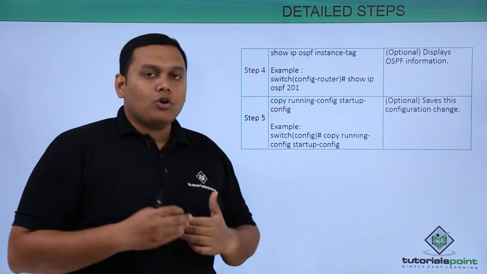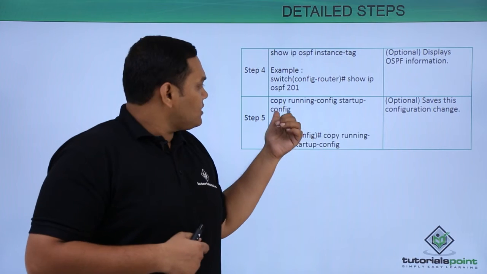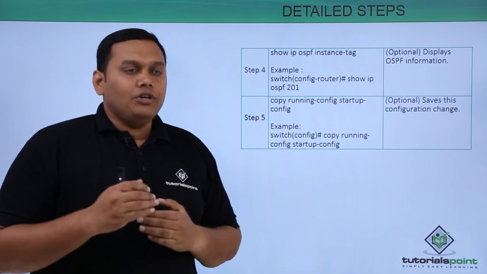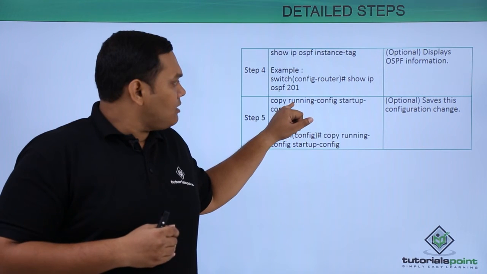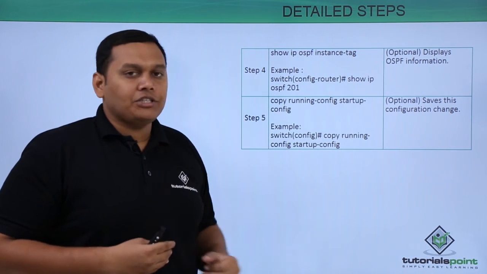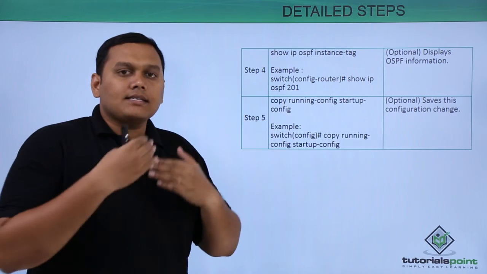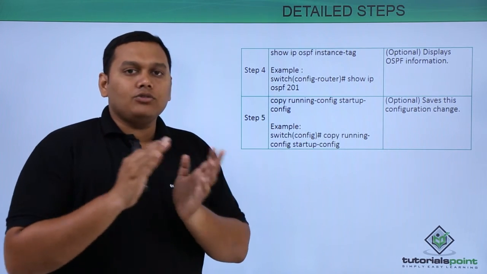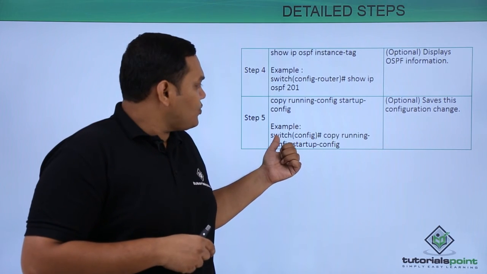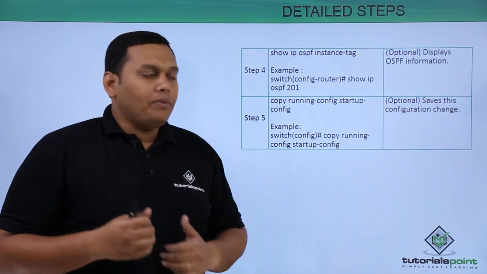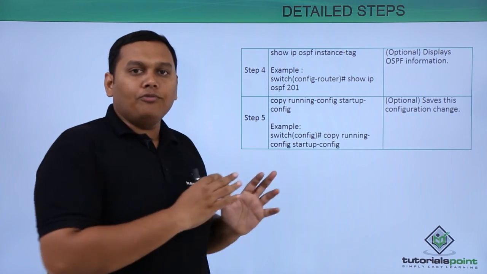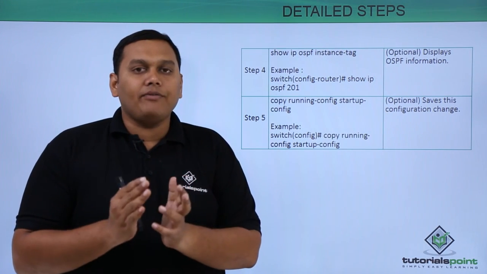The last step is copy running-config startup-config, which saves the configuration change. We have discovered that it is in the running configuration, so we have to update this in the startup configuration. This saves the configuration change from running to startup. Then you enter the command in the configuration mode: copy running-config startup-config. So, this is the overview of OSPF version 2 for IPv4.